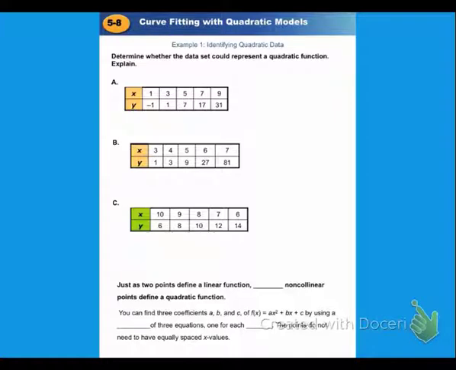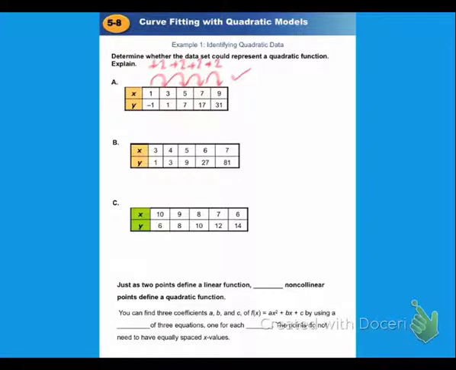So these next 3 examples ask us to analyze the data and see if it represents a quadratic function. We're going to do exactly what we just did in that last example. We're going to first look and see, are the x values evenly spaced? That's a really important piece of this too. If they're not evenly spaced, we really can't analyze the data. So you can see in example A that the x values are evenly spaced. They're going up each time by 2. So that's the first thing we have to check off our list.